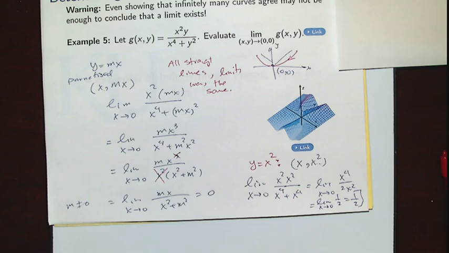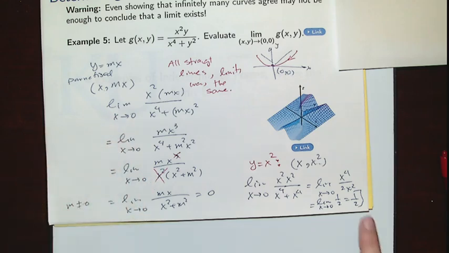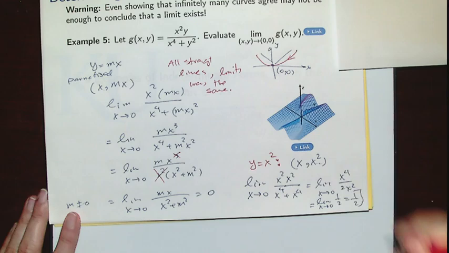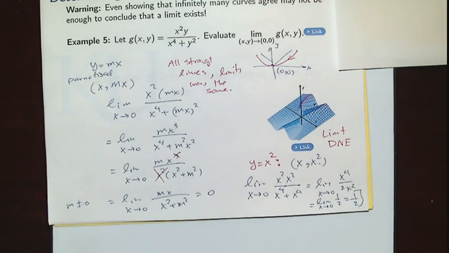Wait a minute. All of these straight line paths gave me the same limit. This one gave me 1/2. Does the limit exist or not? It doesn't exist. The cool part of this is that you can see that on the graph of this one also. If you look at the graph, can you see the parabolas? One parabola takes you to 1/2, the other parabola takes you to negative 1/2. The rest of them take you to 0.